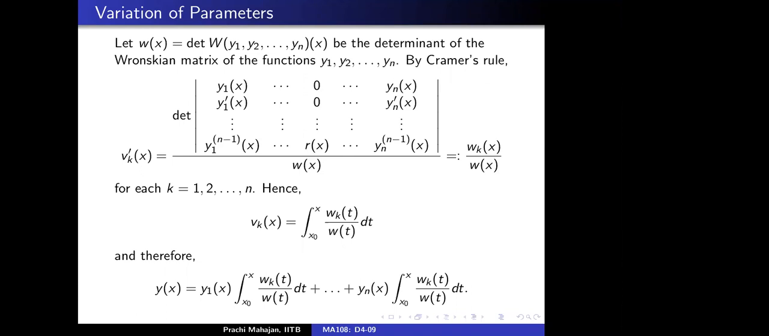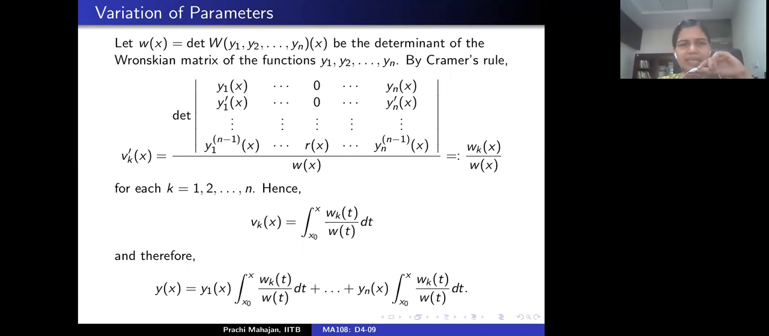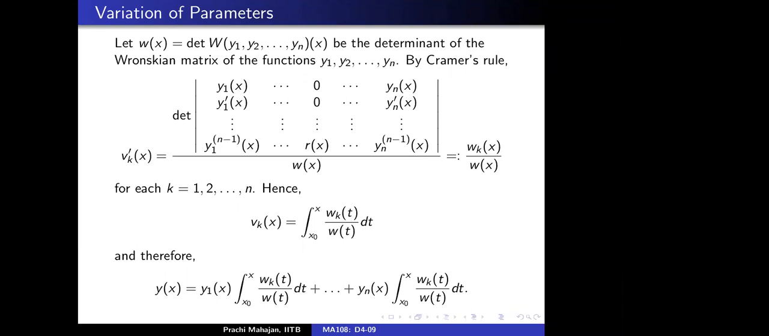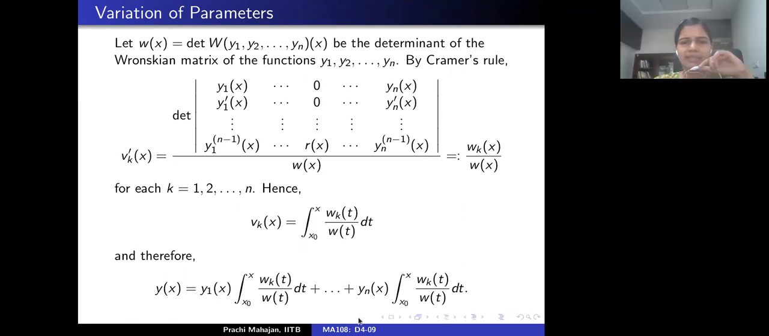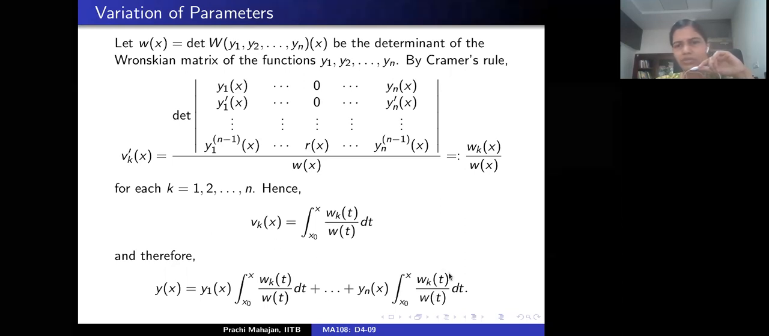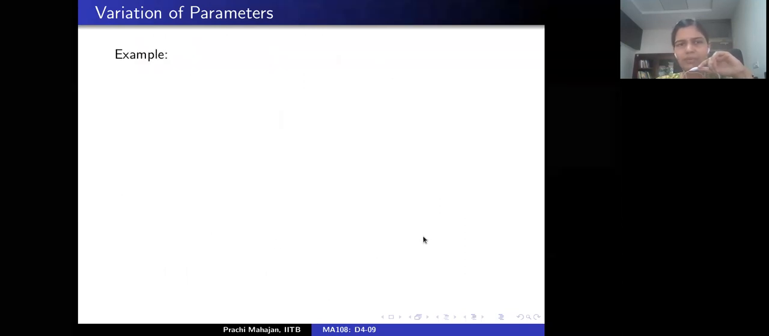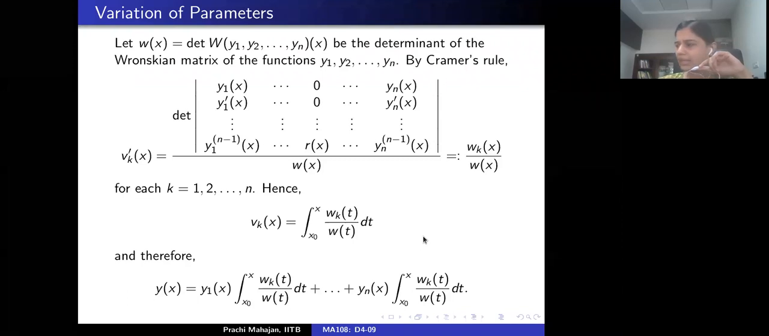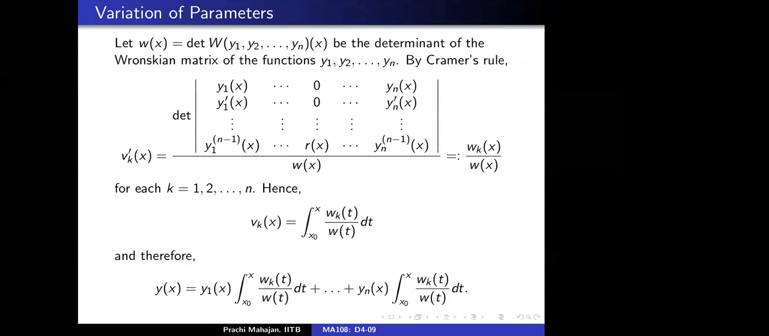Having found the first derivatives of v1, v2, ..., vn, you just integrate to get v1, v2, ..., vn. You can ignore the constants of integration because we are looking for one particular solution. And this gives us a particular solution of the non-homogeneous differential equation, right? Is that okay? But it seems very tedious.